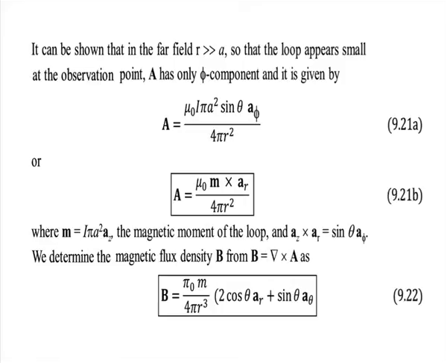where M is equal to I pi a square AZ, which is nothing but the magnetic moment of the loop, and AZ cross AR is equal to sin theta A phi. We can determine the magnetic flux density B from the equation B is equal to curl of A as B is equal to mu naught M upon 4 pi r cube into 2 cos theta AR plus sin theta A theta. The expression is similar to the one which we had determined for the electrostatic case.